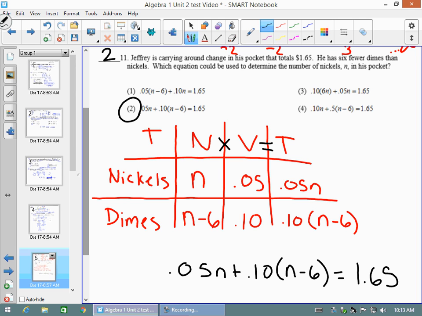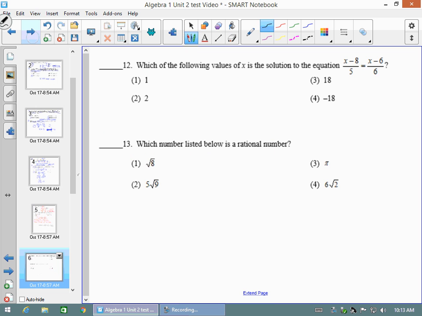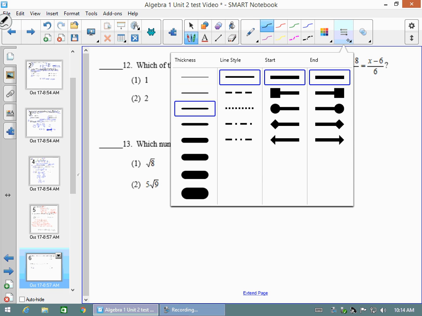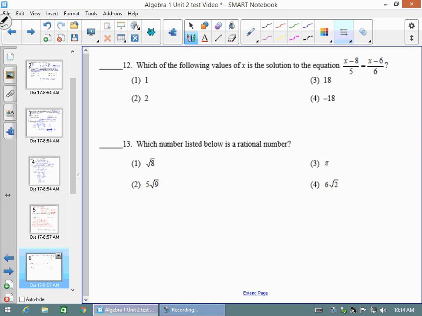All right, if we take a look at number 12, they want to know which of the following values of x is in the solution to the equation. So, since we have one fraction equal to another fraction, I can just cross multiply here. So, if I want to cross multiply these values and cross multiply these values. When I cross multiply them, I'm going to have 5 times x minus 6, and that's going to equal my 6 times x minus 8.